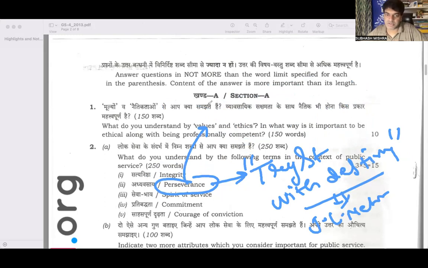You can talk about Martin Luther King Jr. What did he say here? If you cannot run, you can walk. If you cannot walk, you can crawl. But by any means, you have to keep going. That is the definition of perseverance.